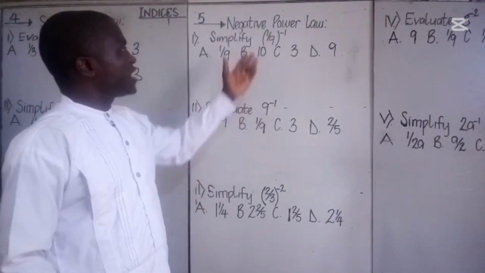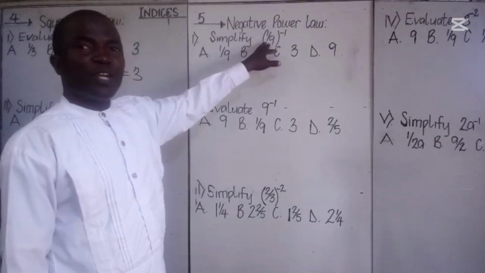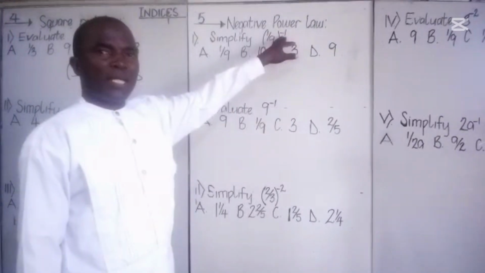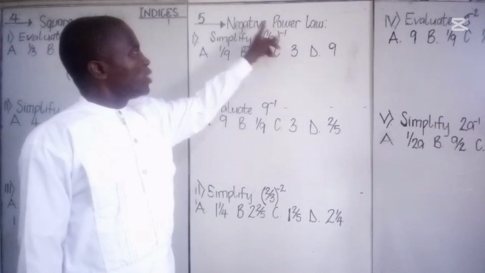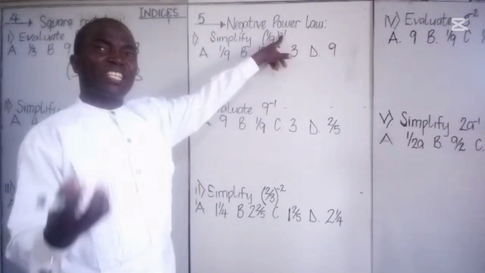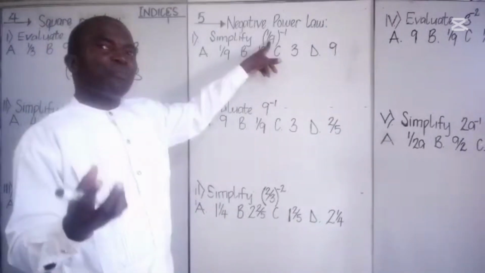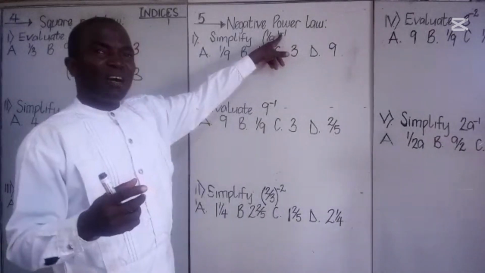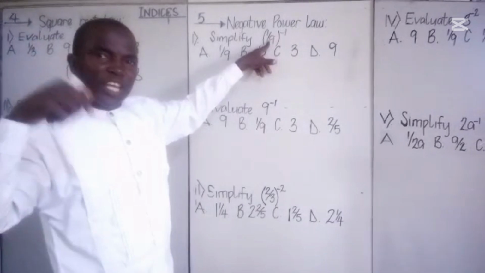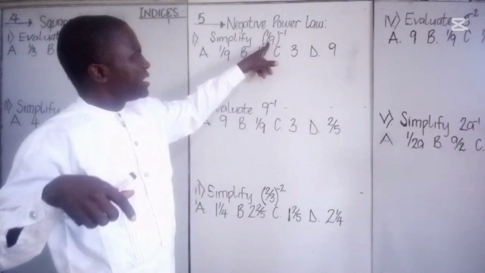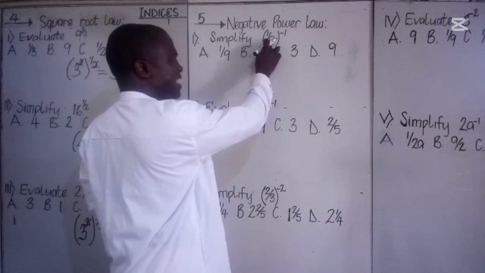Now let us look at example 1. Example 1 says simplify 1 over 9 raised to power of minus 1. This minus is the negative power. And that law, which is the negative power law, says that whenever an expression or a term is raised to power of a negative sign, that negative sign can cancel out by taking the reciprocal of the expression or of the term. Now, let's look at this. 1 over 9. The reciprocal of 1 over 9 is 9.